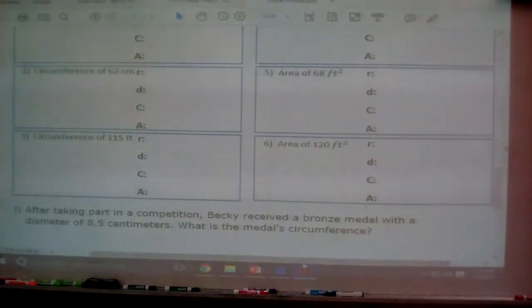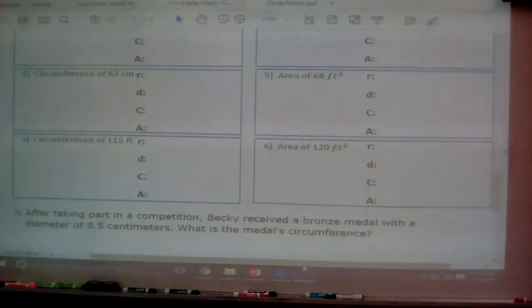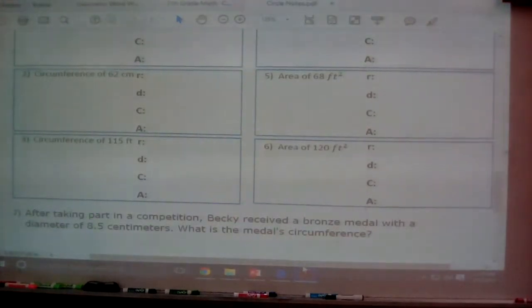Right, first I'm going to do two problems for you involving circumference and area. These are problems where you are given a circumference or an area and you need to solve using RIDCA. You're either solving for the radius, the diameter, or the circumference or area. So here we go. Hopefully this helps you.